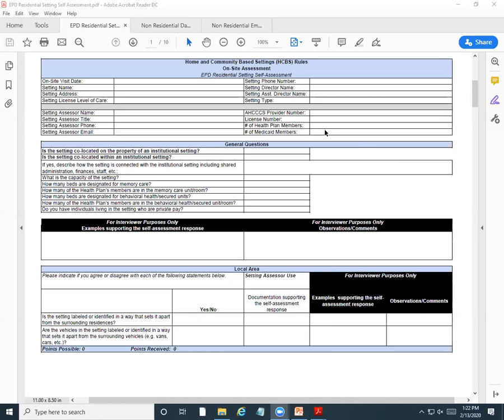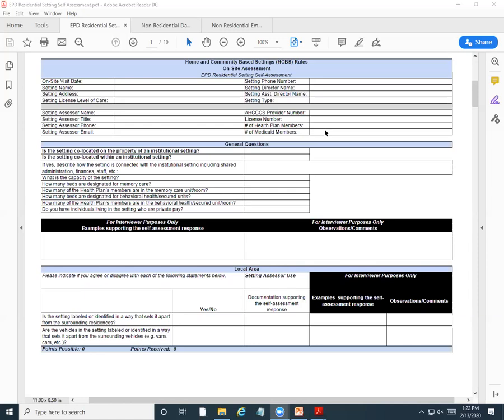Aside from this demographic portion, most of these questions are going to be yes or no. You're just going to determine whether or not the question is applicable to your setting, and then you'll provide documentation that will support your self-assessment response. As we go through this, we'll provide some examples of what that documentation could look like.